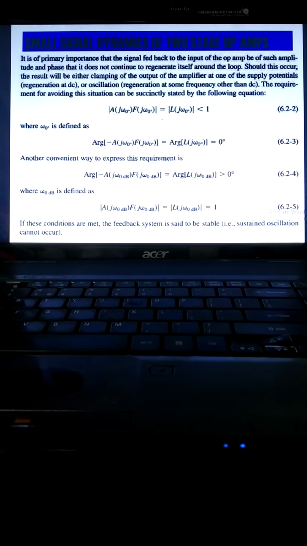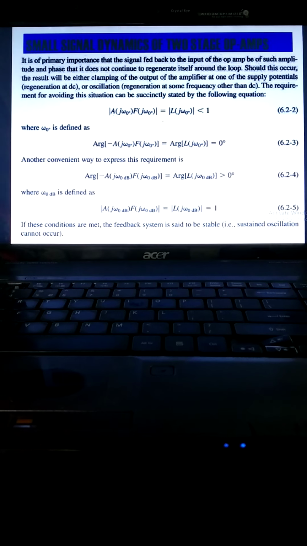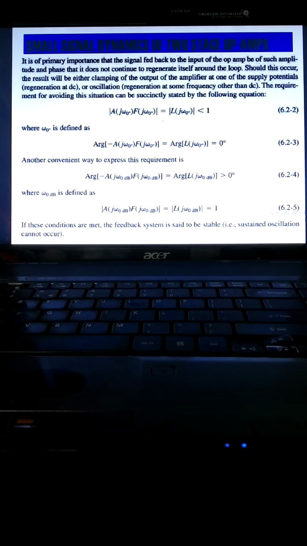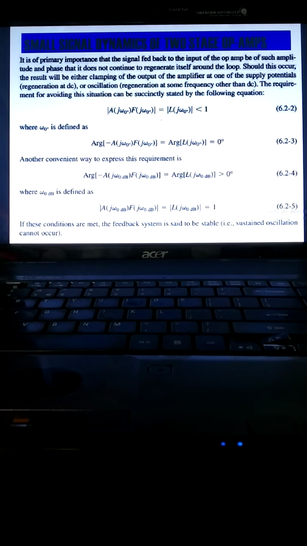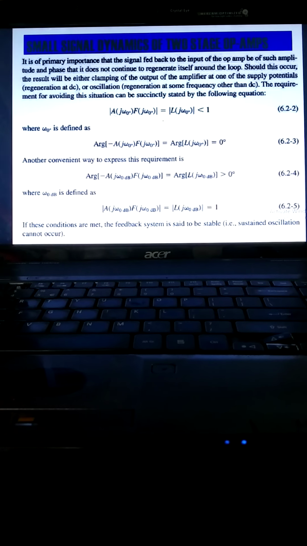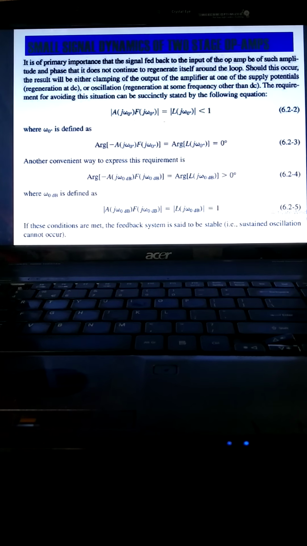So we do not design any type of oscillator here. We are designing an op-amp. So for the design of an op-amp, we do not go for regenerating the signal in the loop. Otherwise the result will be either clamping of the output of the amplifier to one of the supply potentials, that means regeneration at DC, or oscillation, that is regeneration at some frequency other than DC. The requirement of avoiding this situation can be sufficiently stated by the following equation.